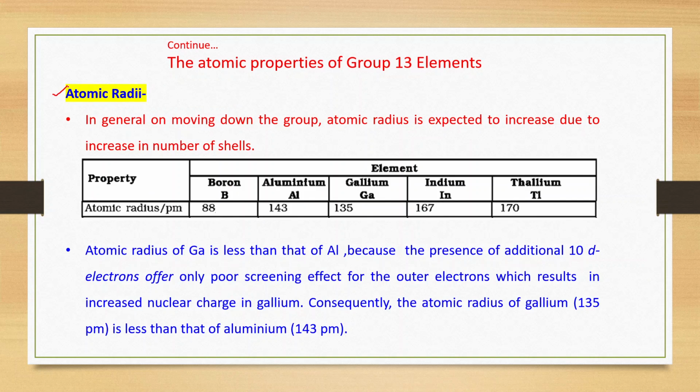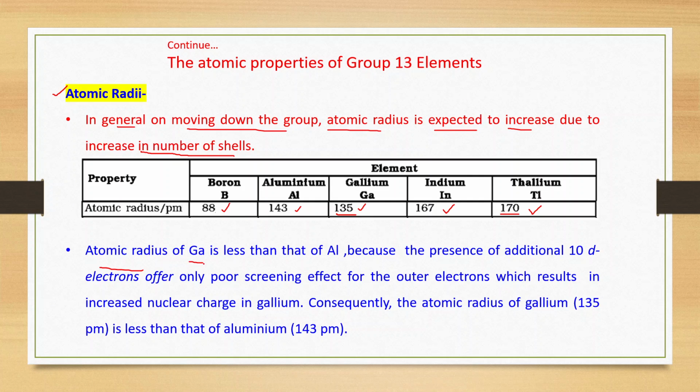Next one is atomic radii. In general, on moving down the group, atomic radius is expected to increase due to the increase in number of shells. Let us see this table. Atomic radius of boron is 88, aluminium is 143. This is an increase. But gallium is 135, which is less than aluminium. Then again there is an increase, and thallium is larger than indium, but this increase is again very small.